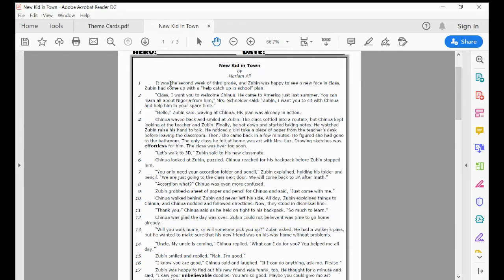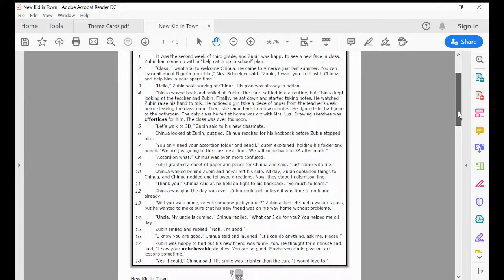Again, looks like that's Zubin's job. Hello, Zubin said, waving at Chinua. His plan was already in action. Chinua waved back and smiled at Zubin. The class settled into a routine, but Chinua kept looking at the teacher and Zubin. Finally, he sat down and started taking notes. He watched Zubin raise his hand to talk. He noticed a girl take a piece of paper from the teacher's desk before leaving the classroom. Then she came back in a few minutes. He figured she had gone to the bathroom. The only class he felt at home was art with Mrs. Lewes. Drawing sketches was effortless for him. The class was over too soon.